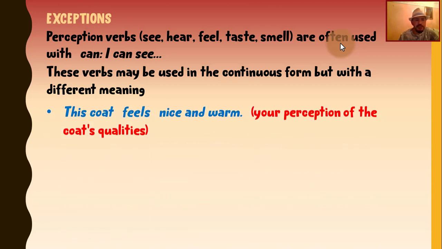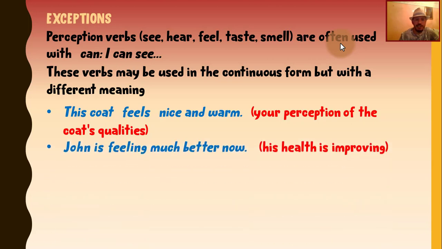For example, the coat feels nice and warm. So here feel is a verb of perception. How do you feel about the coat? So the coat feels nice and warm. So feel here is a bridge verb, like the coat is nice and warm. Here you are talking about your perception of the coat. How do you see it? But if you say John is feeling much better now, here it does not mean feeling the perception. It means John is improving much better. So here the verb feel has a different meaning. Now we can put it in the present continuous.